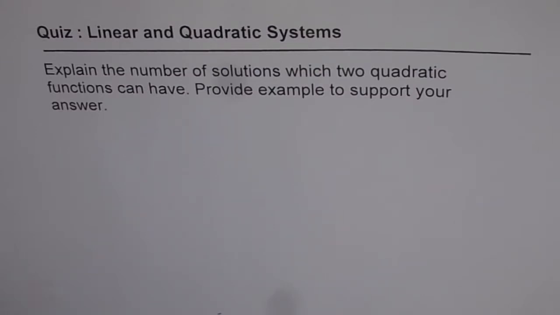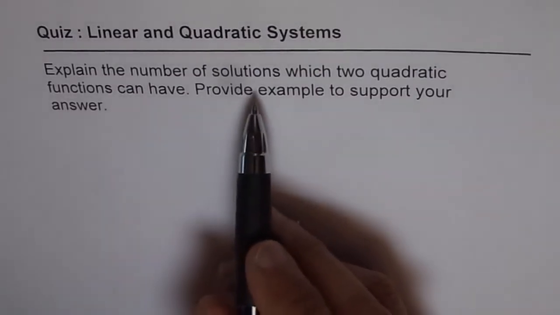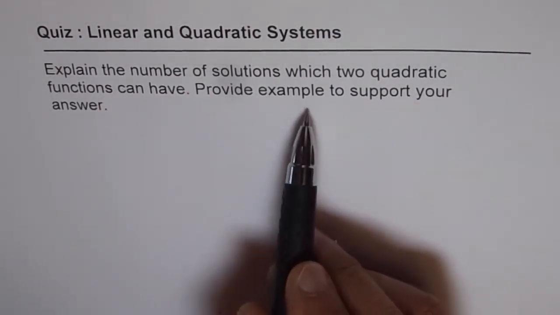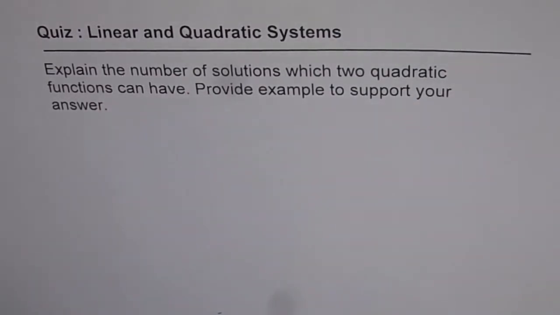Question number one is: explain the number of solutions which two quadratic functions can have. Provide an example to support your answer. So I've extended linear and quadratic systems to quadratic and quadratic systems, since I'm talking about two quadratic functions at the same time. Now, I'd like you to carefully look into the example which I am dealing with.